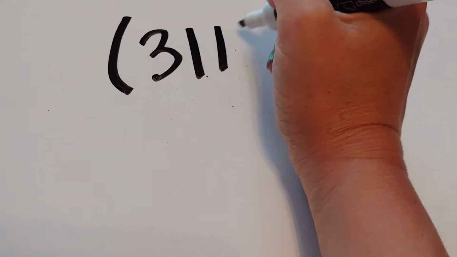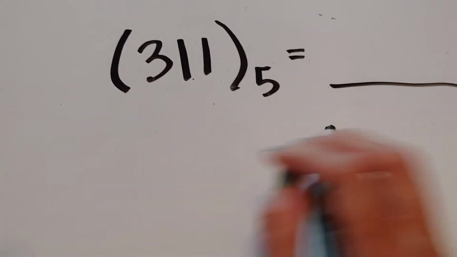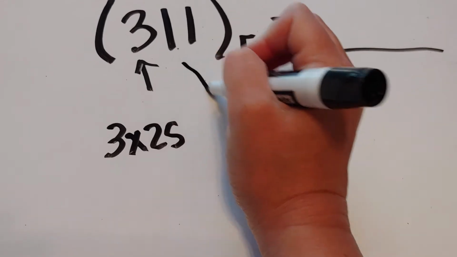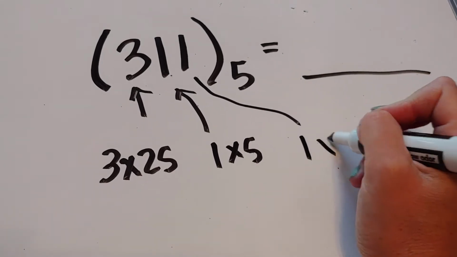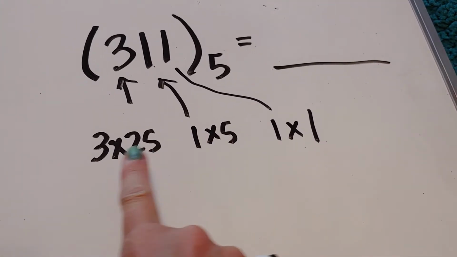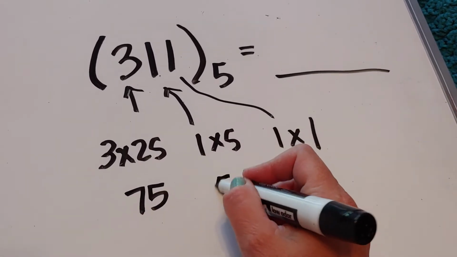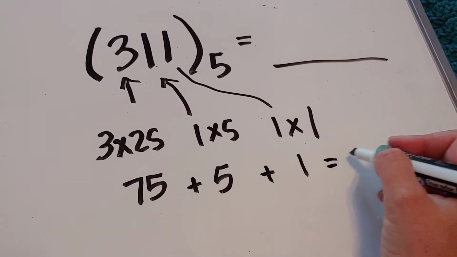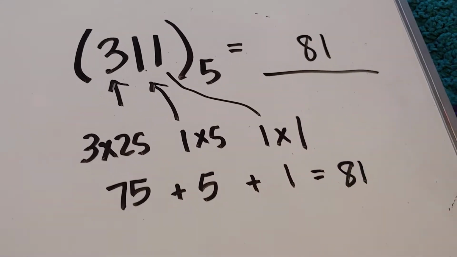All right, so if I was given 311 base 5 and I want to know what that is in base 10, this is saying that I have 3 quarters, 1 nickel, and 1 penny. So how much money do I have if I have 3 quarters, 1 nickel, 1 penny? So 3 quarters is 75, 1 nickel is 5, and 1 penny is 1. So what do I get when I add it all up? 81. So 311 base 5 is the same thing as 81.